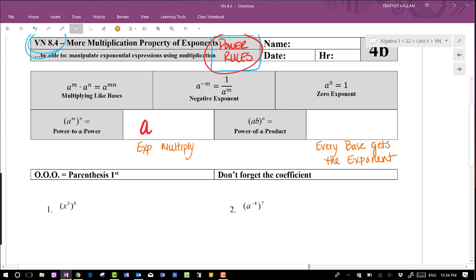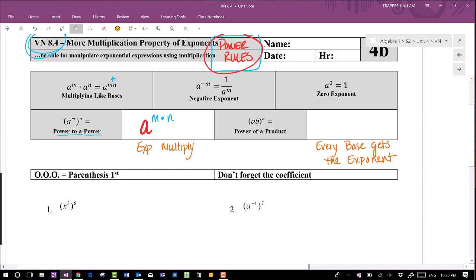So if we have a single base underneath a set of parentheses, we're going to employ the power to a power rule. And what a power to a power rule says is that we take whatever power is on the inside, and then we multiply it, not add it, to the power that's being applied to it. So there's a multiplication there. Where we saw before, if we had two like bases and we multiplied them, m and n, that we added them.